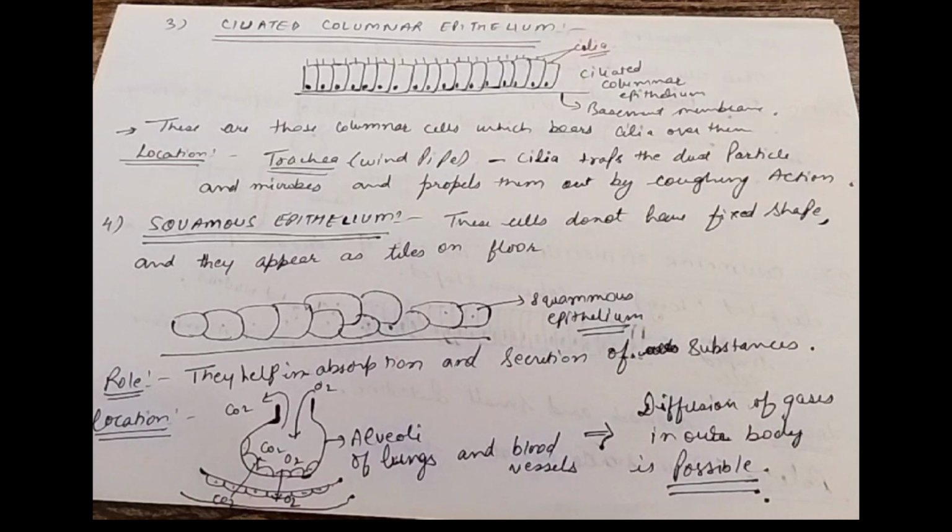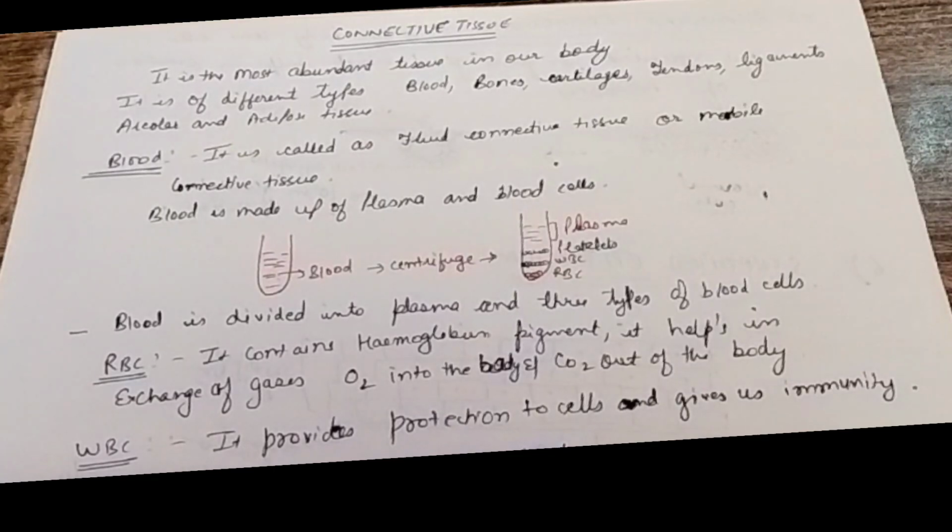These cells are very much specialized in passing substances from one place to another, and hence diffusion of gases takes place between the alveoli of the lungs. The oxygen can diffuse from the squamous epithelium into the blood vessel, and the CO2 can go back from the blood vessel to the alveoli. This is how diffusion takes place.